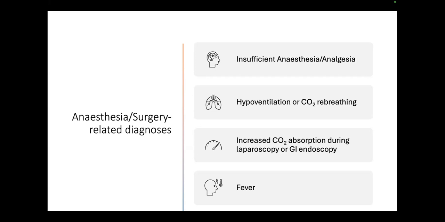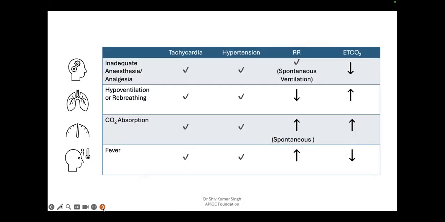The other things are the causes. Look at whether there is a hypermetabolic state because of fever, sepsis, or any of those differential diagnoses that you need to keep in mind. If you look at inadequate anesthesia and analgesia, yes, tachycardia and hypertension can happen. Respiratory rate can go up in a spontaneously breathing patient, but the end-tidal CO2 should not change. The temperature should not change.